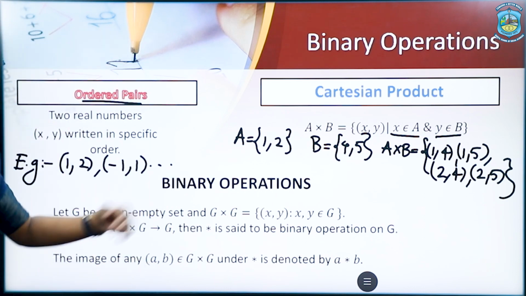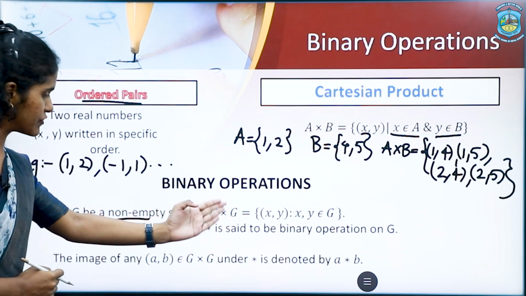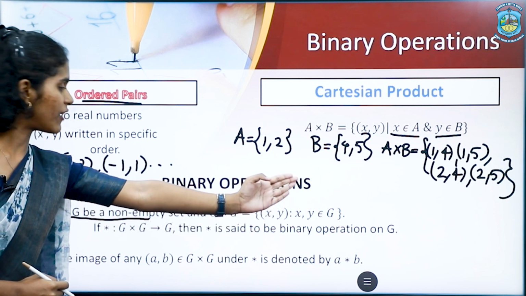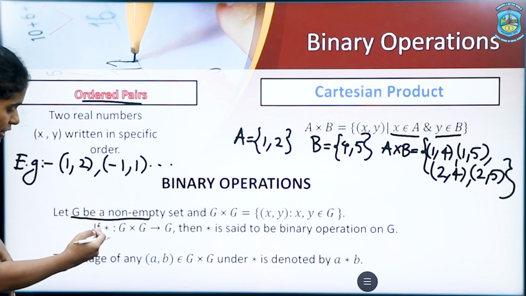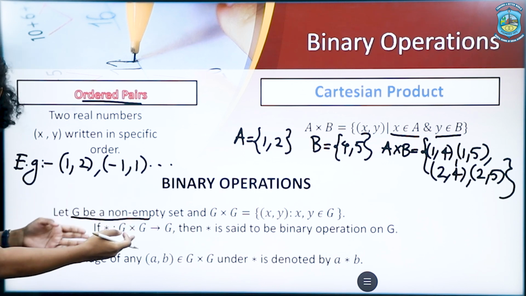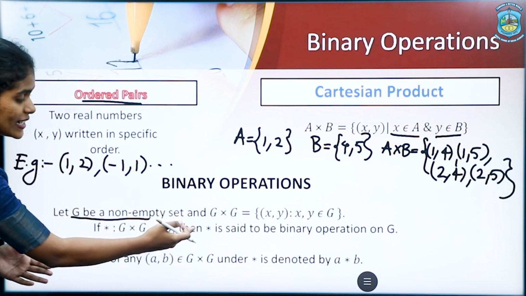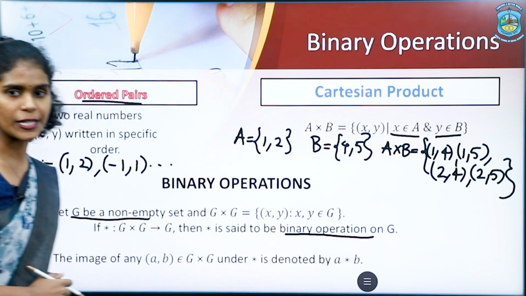Now, what is a binary operation? Let G be a non-empty set and the Cartesian product of G is equal to the ordered pairs (x, y), where x, y belong to set G. On applying the function or the operation star on the Cartesian product of G, if it gives an element of G, then the operation star is said to be a binary operation on G.